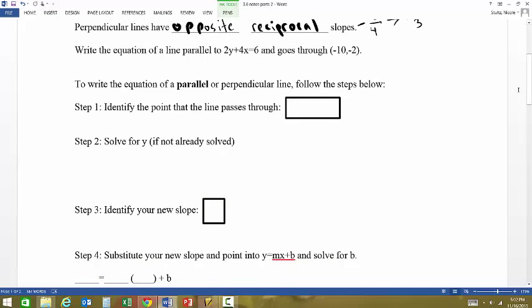So the first thing that I like to do is rewrite the point that my new line will pass through. So the task is to write the equation, meaning come up with y equals mx plus b, and you have to identify m and b, of a line that's parallel to this line but goes through this point. So my new line will contain the point -10, -2.